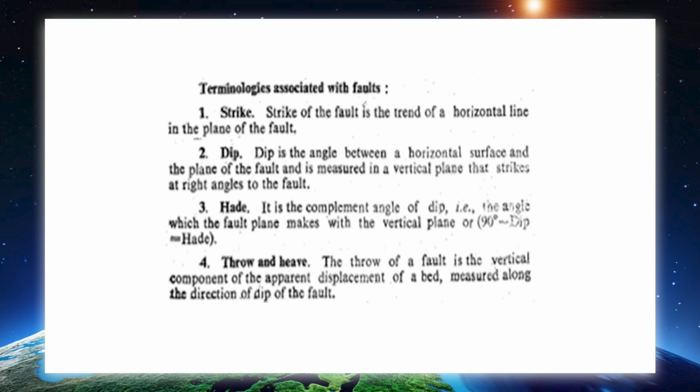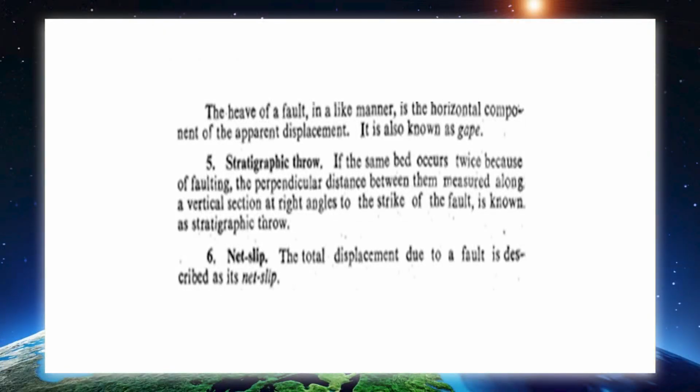Strike, dip, head. What is head? There is a fault plane. Whatever angle the fault plane is making with the vertical direction, that is called the head, whereas with the horizontal it is making the dip of the fault plane. Okay. Dip angle. Throw and heave. Next, stratigraphic throw, what is net slip, all these will be understood through the descriptions. It is nothing, so geometrically it can be understood.